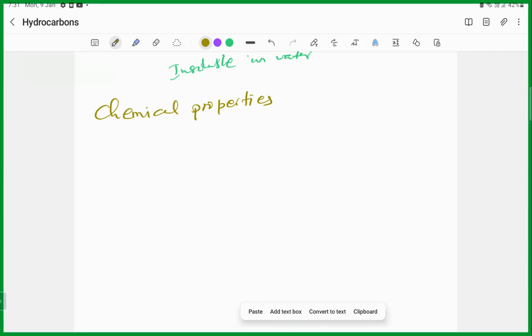But these are compounds which readily react with halogens in the presence of light. In the same way, they readily react with HNO3 when heated. So how will it undergo? It mainly undergoes substitution reactions.